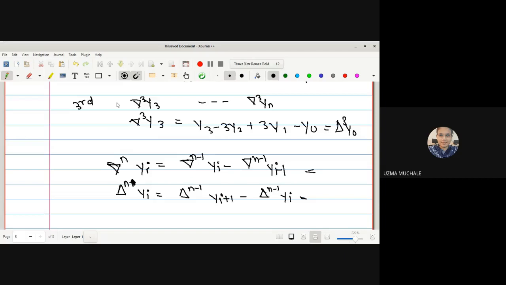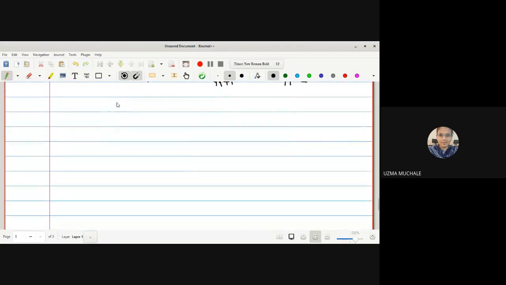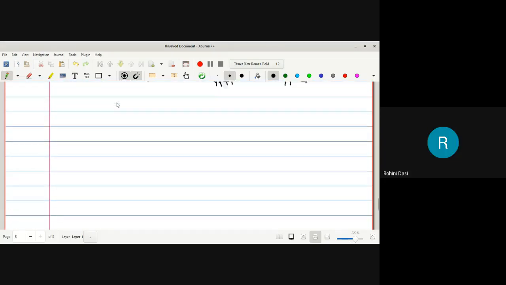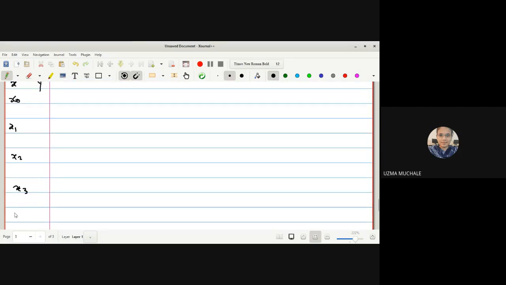Should I prepare the table now for backward differences? Yes, ma'am. Say the values of x and y are given as this: x0, x1, x2, x3 and x4.